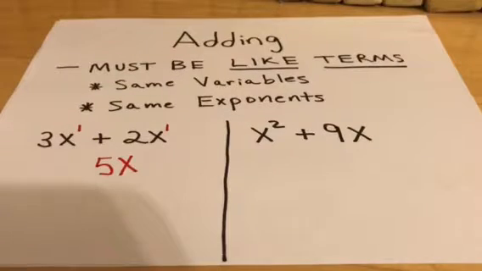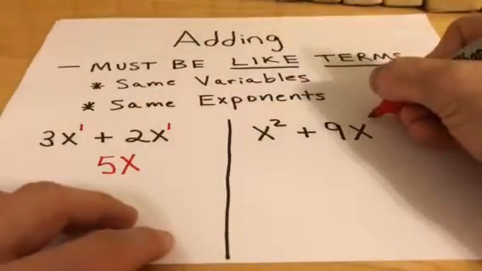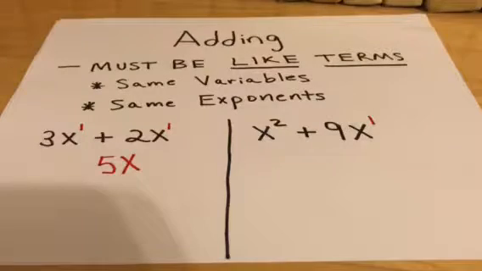Alright, so let's look at this other problem that I have over here, x squared plus 9x. If you look at this, this has an exponent of 2, this has an exponent of 1 over here. So because they don't have the same exponents, we cannot add those. We just have to leave that the way it is. So that's the way we add. They have to be like terms, that way we can combine them together. They've got to have those same variables, they've got to have those same exponents. Do not mess this up. That is how you add like terms.